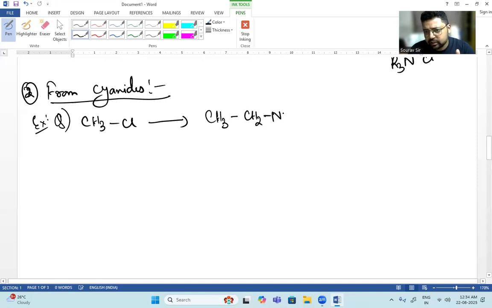CH3CH2NH2. Okay, so here is one carbon, and in this case you have two carbons. So you are increasing the number of carbons. This type of reaction is known as ascent of series. You're increasing the carbon number by 1. So you're doing an ascent of series. For this type of reaction, we will prefer the preparation of amines from cyanide. So what we will do? We will first react this RCl with KCN, alcoholic KCN. Okay.